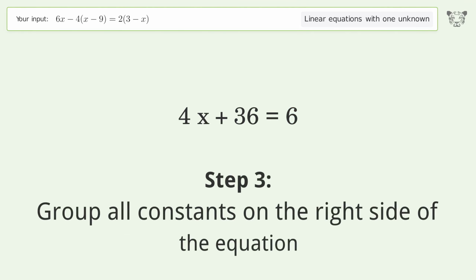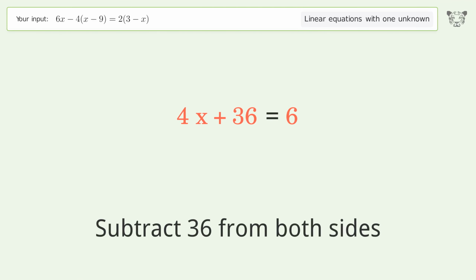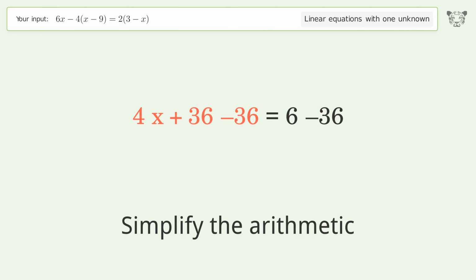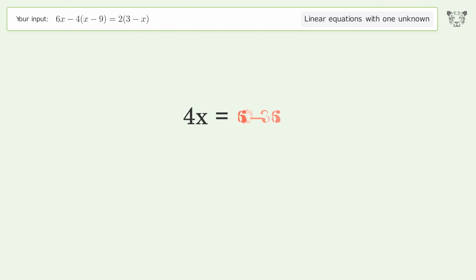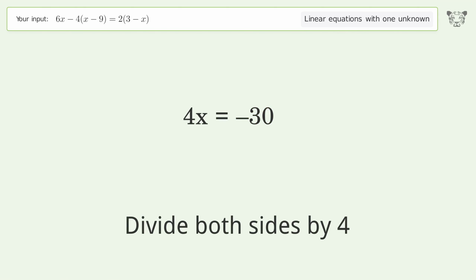Group all constants on the right side of the equation. Subtract 36 from both sides. Simplify the arithmetic. Isolate the x. Divide both sides by 4.